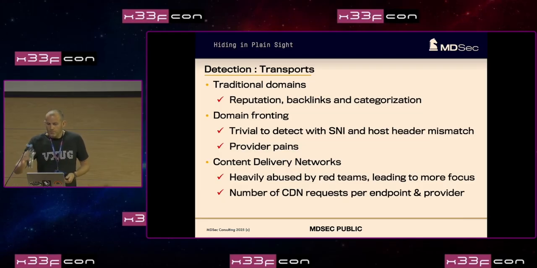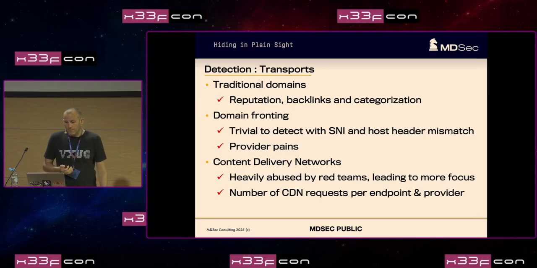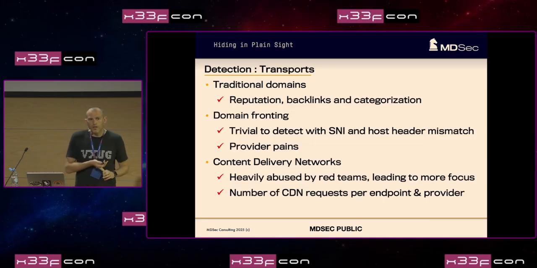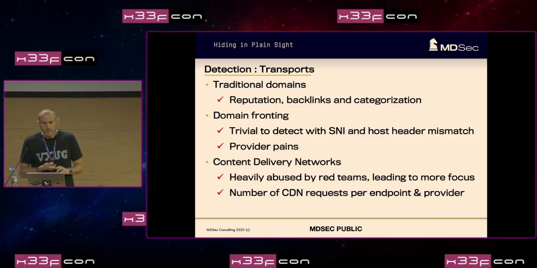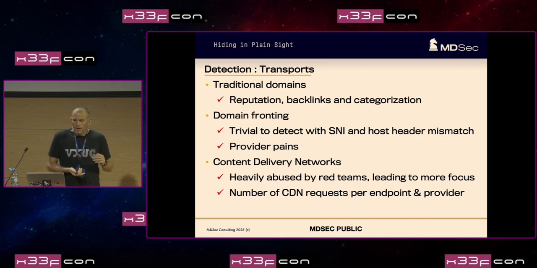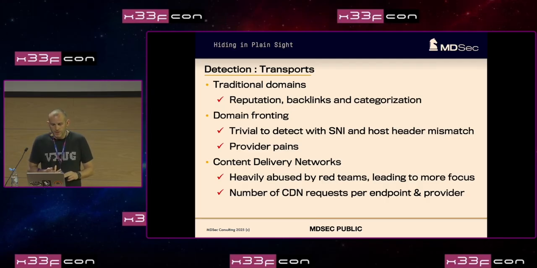The chosen transport as well can often lead to detection. So if you're using custom domains, there's a few things that might lead to you getting caught. How mature is the domain? Does it have a nice reputation? Are there backlinks? Is it nicely categorized? All that kind of stuff can be used to augment the telemetry that you've got. Domain fronting can be relatively problem fraught, trivially detected through SNI and host header mismatches.